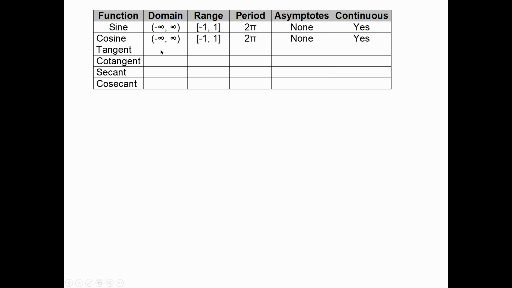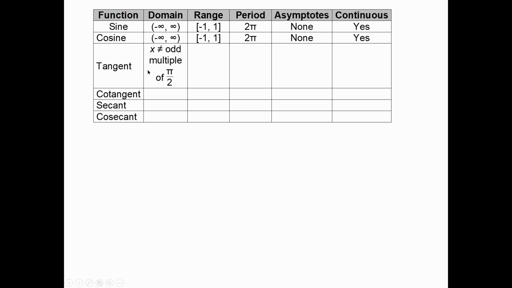Okay, the tangent. The domain. Remember, the tangent was y over x. So on the unit circle, x is 0 at odd multiples of pi over 2. So x is not equal to an odd multiple of pi over 2. Range, all real numbers, minus infinity to infinity. Period, pi. Asymptote, x equals an odd multiple of pi over 2. Continuous? Nope.